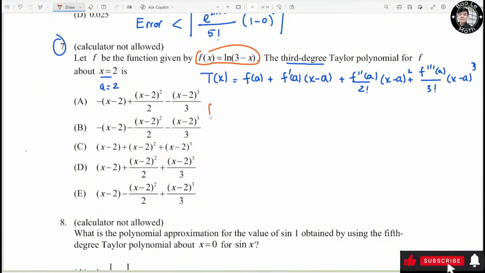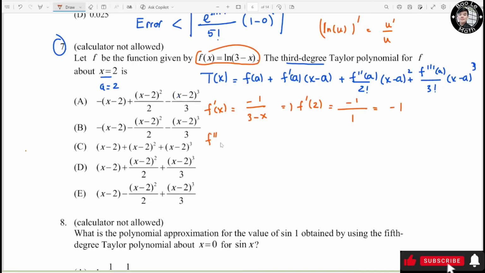So we need to calculate f prime of s first, right? We're going to use the formula that the derivative of ln of u is going to be u prime over u, right? So it could be negative 1 over 3 minus s, right? So then f prime of a, but a equals 2 right here. So f prime of 2 equals negative 1 over 1, right? So it could be negative 1.